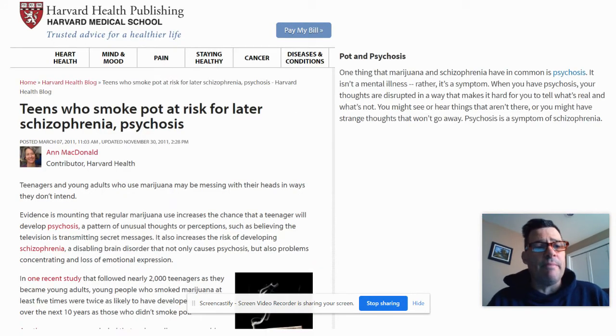You can see here a Harvard Medical School study about teenagers who smoke pot being at risk for later schizophrenia and psychosis. Psychosis is a condition very similar to schizophrenia, where your thoughts are disrupted in such a way that it's hard to tell what's real and what's not. I've had a student come back and speak with my psychology classes about how she was a heavy user of marijuana as a late teen and went through some really psychotic situations, very similar to schizophrenia. The concern is that smoking pot when you're young, especially at a high level on a regular basis, can increase your likelihood of having schizophrenia as you age.